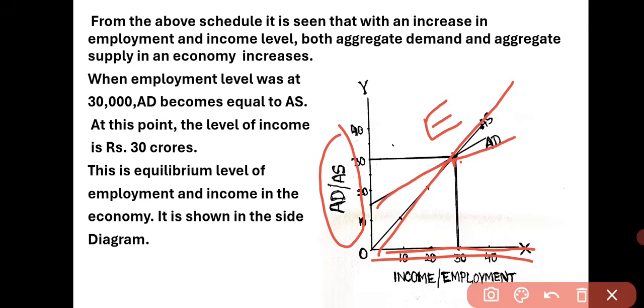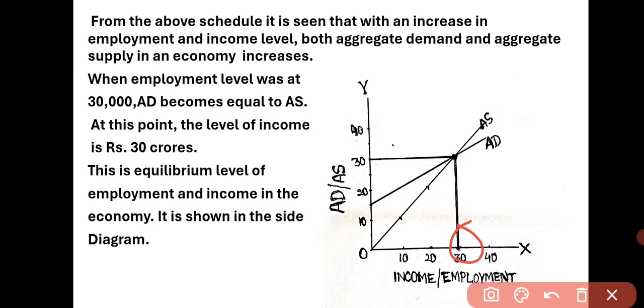That means it is the point where aggregate demand becomes equal to aggregate supply, 30 crores rupees both. So, this point is known as point E, which is the equilibrium point, and according to the equilibrium point, the equilibrium level of income is determined as 30 crores rupees, and the equilibrium level of employment is 30,000, right. So, this is point T, write down this is point T, right.